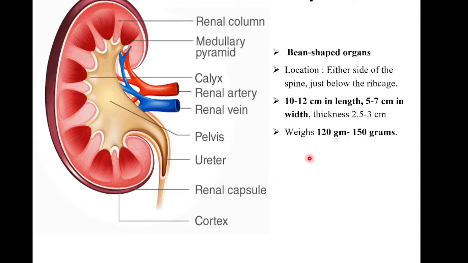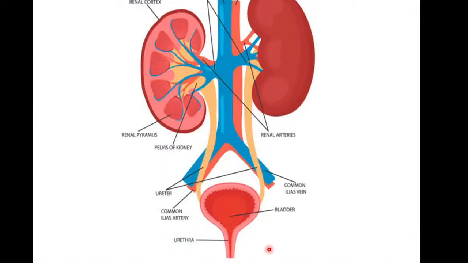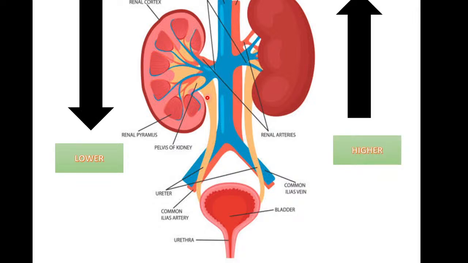One interesting thing is that the right kidney is slightly lower than the left kidney due to the presence of the liver above the right kidney. So if we see the positions of the two kidneys, the right kidney is slightly lower than the left kidney. This is one important thing about the kidney. Let's see the structure of the kidney in more detail.